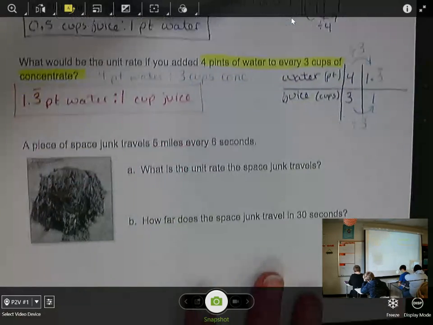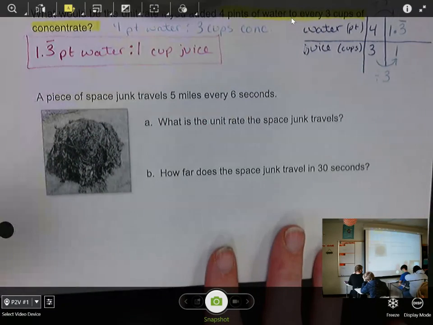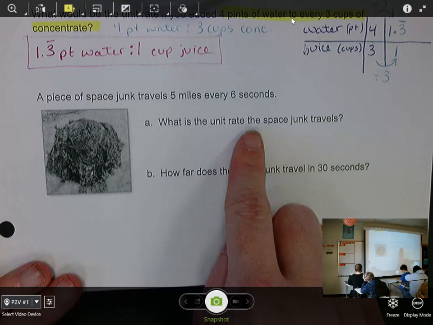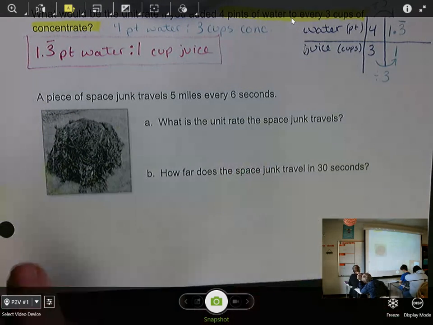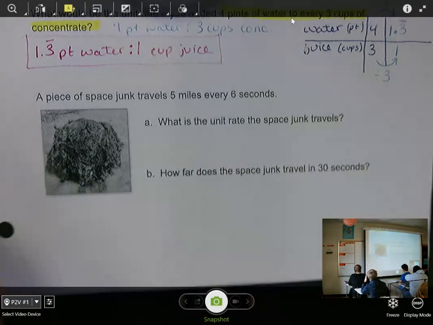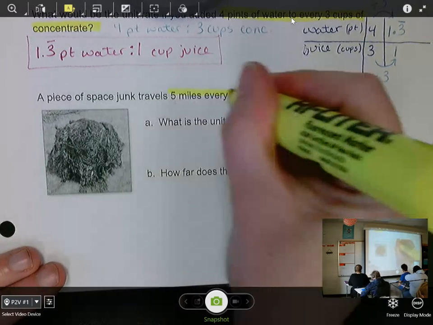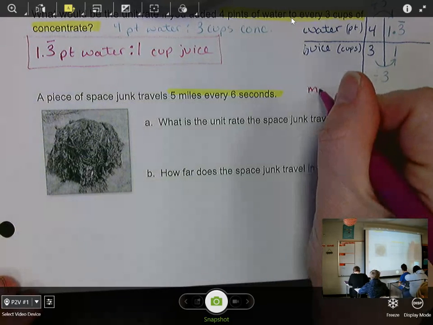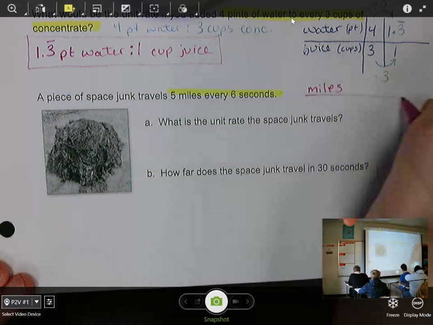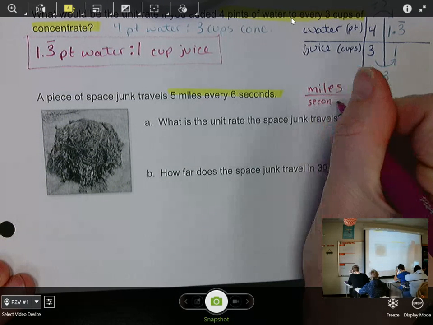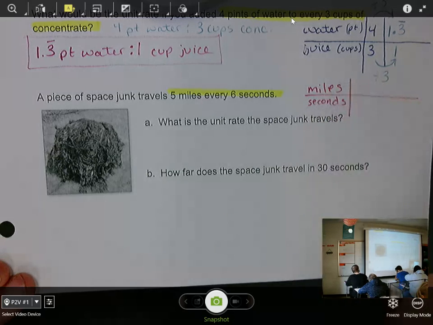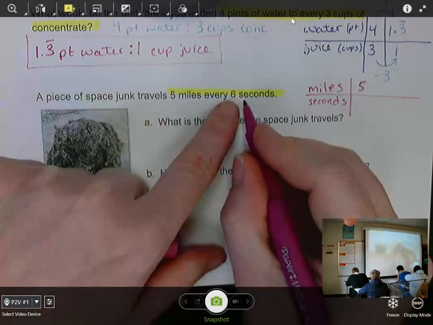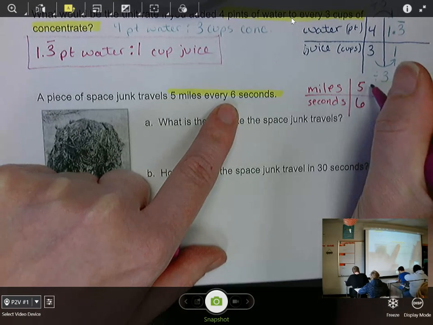Okay. The next one. It says, a piece of space junk travels 5 miles every 6 seconds. What is the unit rate the space junk travels? So we are comparing miles to seconds. So let's make that table. Miles to seconds. Now it says it's 5 miles for every 6 seconds, so 5 would go on top and 6 would go on the bottom.